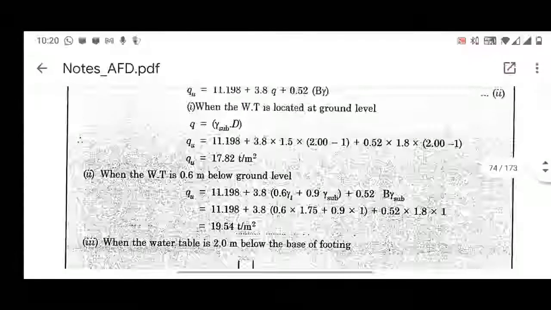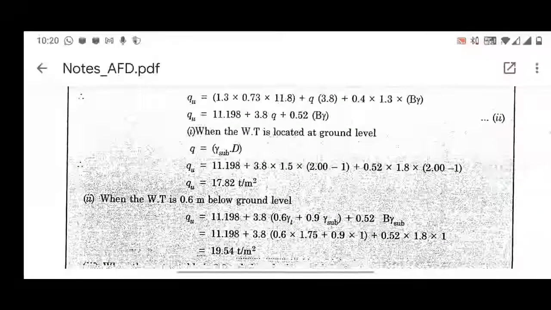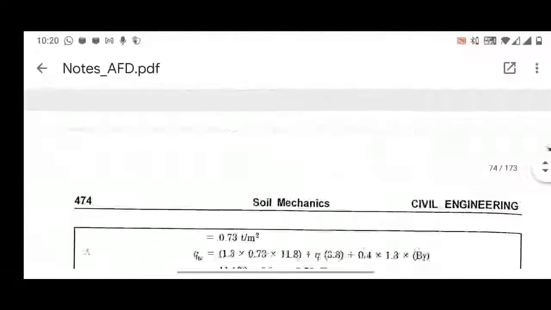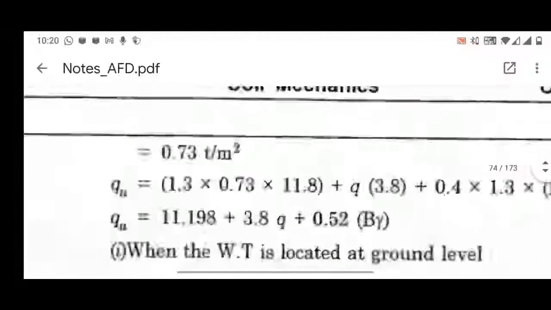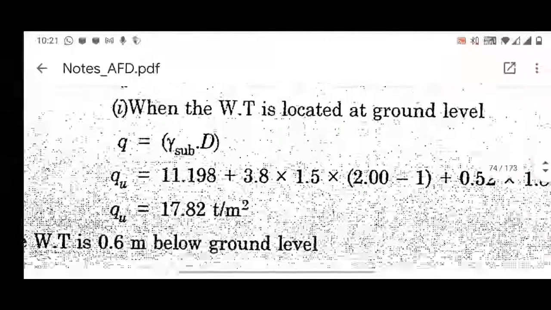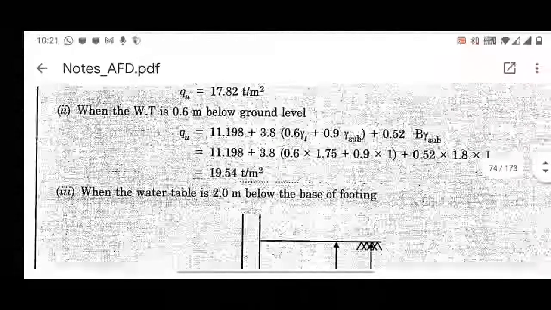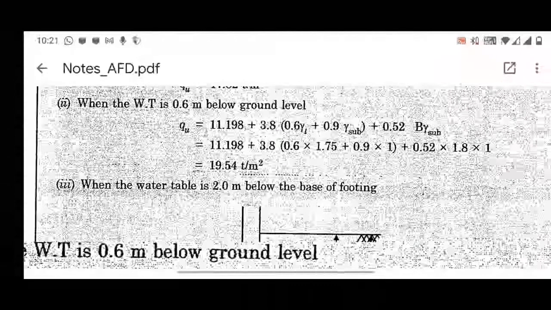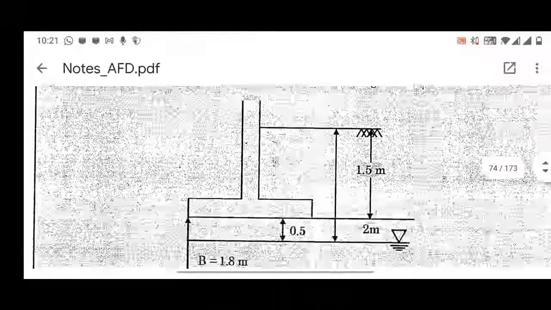Plus 0.5 2 into b into gamma submerged. Whatever was there in the expression, we have simply written 0.5 2 into b gamma. We have only modified the surcharge term, because only the surcharge term will be modified. Now, once you have modified the surcharge term and rewritten the ultimate bearing capacity equation, you will find the ultimate bearing capacity as 19.54. Now, another part is when your water table is 2 meter below the base of footing.